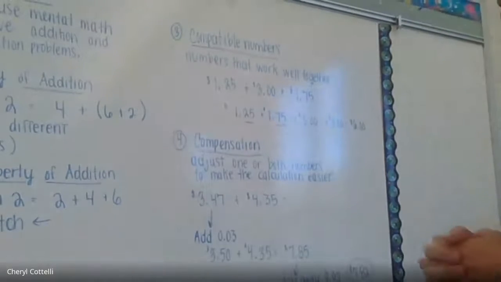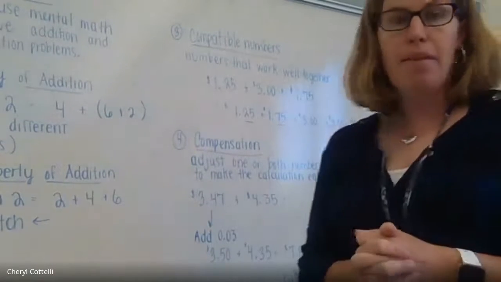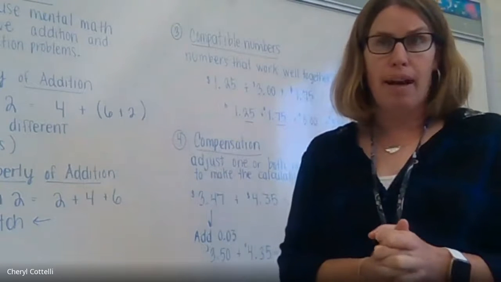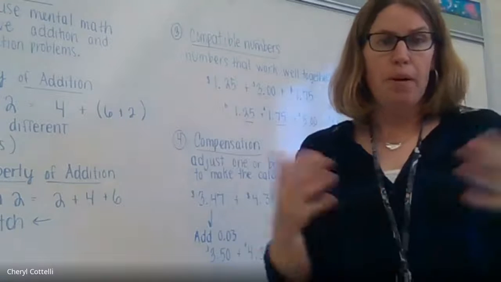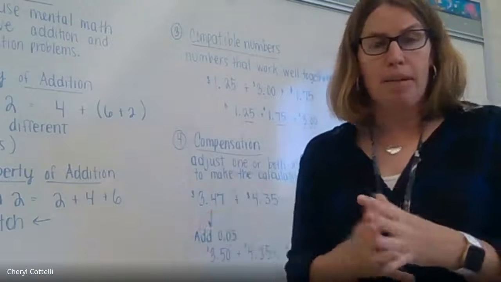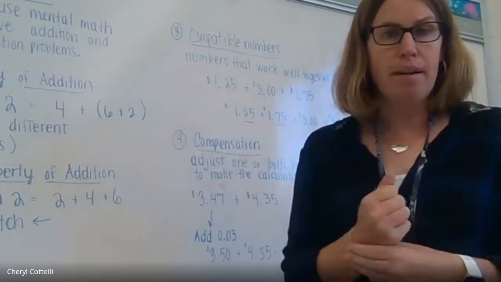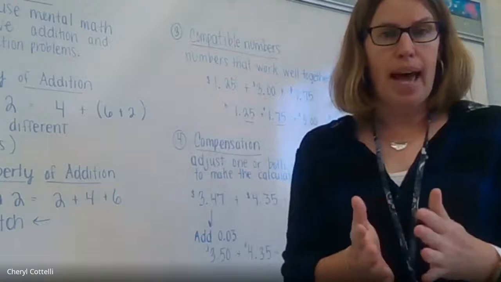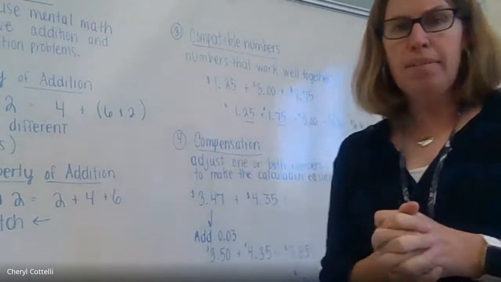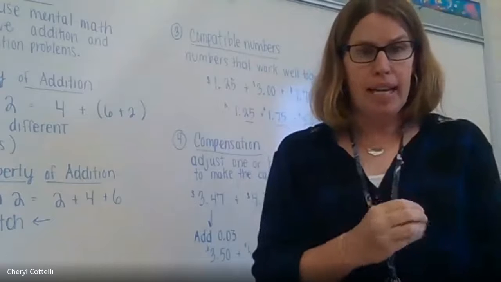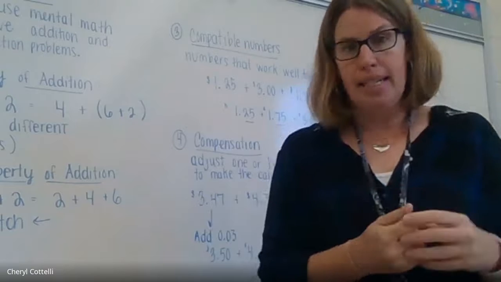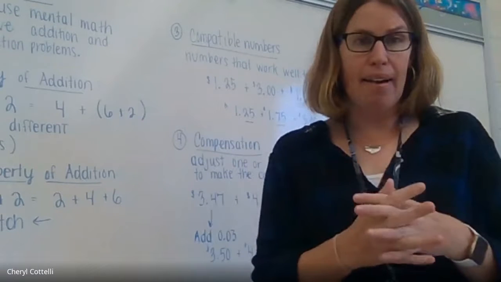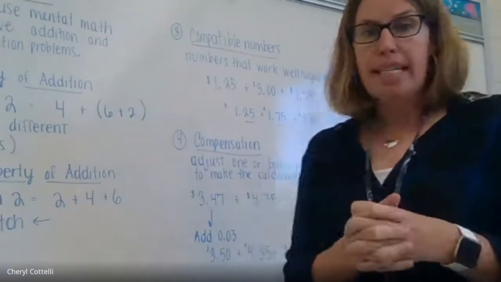Now we have another strategy for mental math called compatible numbers. If you think about your friends, you want to have friends that you're compatible with, which means you may have the same interests, you work well together. If you're not compatible with somebody, you may not get along. So compatible numbers are numbers that work well together. Some examples could be 50 cents and 50 cents, which give you $1. 75 cents and 25 cents give you $1. 60 cents and 40 cents. They work nicely together, so they're easy to do in your head.